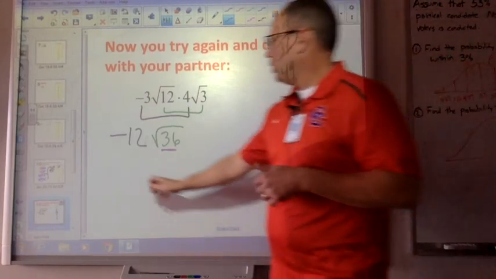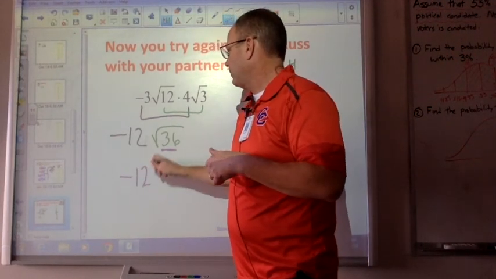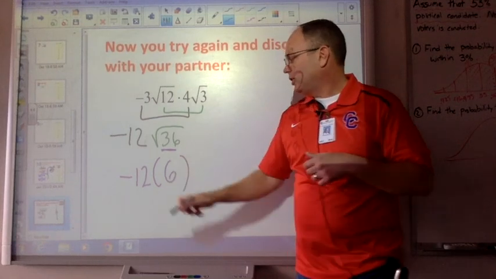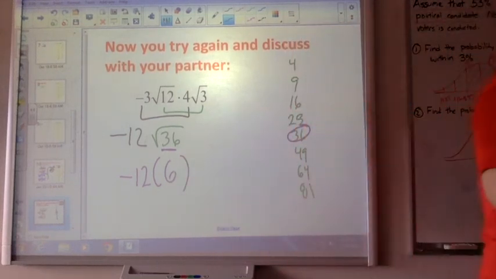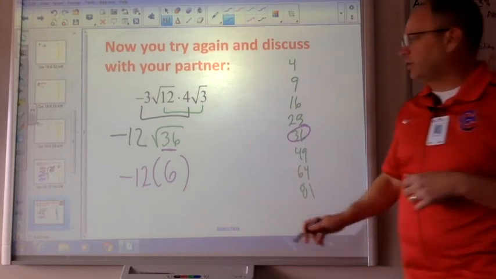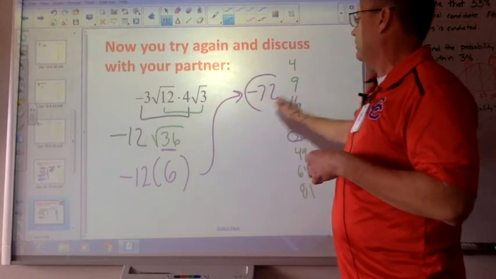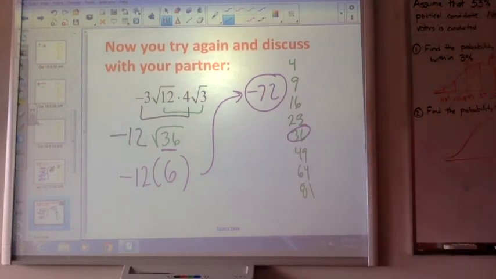So I get -12 as part of the problem times, there's no longer going to be a square root sign. I'm going to just get a 6. Okay, now I'm going to multiply negative 12 and 6 together, and that's going to give me, I believe, negative 72 if I do my math in my head right. And that's my answer. Where did the radical go? Well, we took the square root. It's gone.